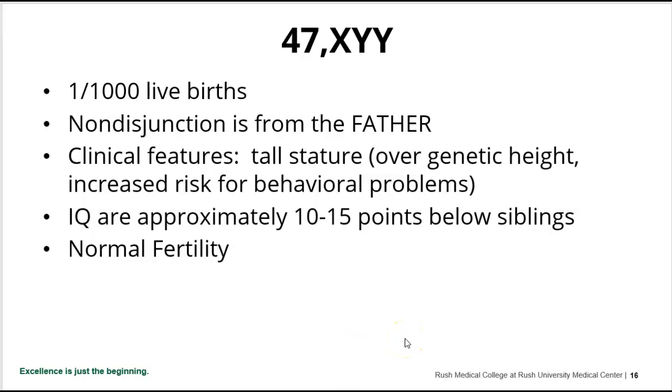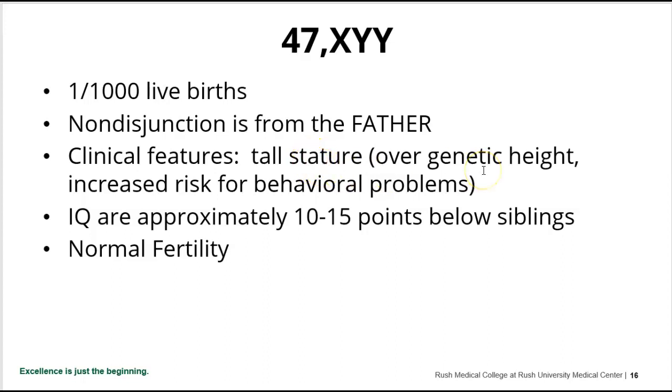XYY, about 1 in 1,000. It has to be non-disjunction from the father. So if anybody asks, this is the only one you're 100% certain about, because only the dad gives a Y. So if a kid has XYY, it's usually non-disjunction from meiosis 2, when the chromatids are separating. So if that were a question, you say it's got to be dad if it's XYY. Most of the time you couldn't say for certain, but this is one you could.